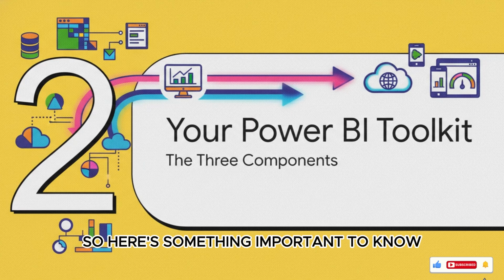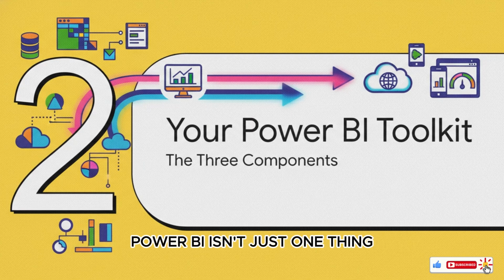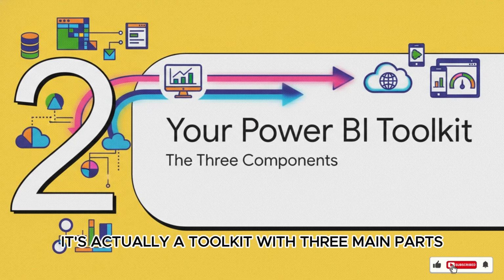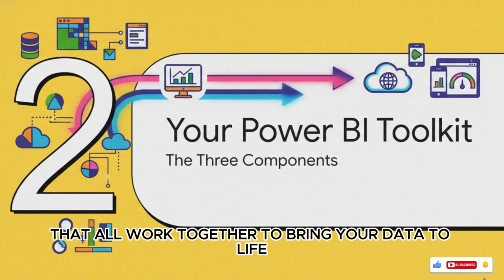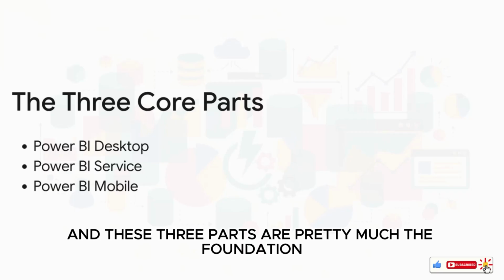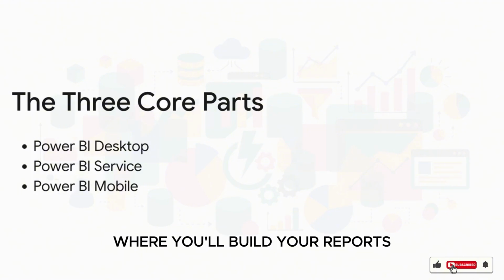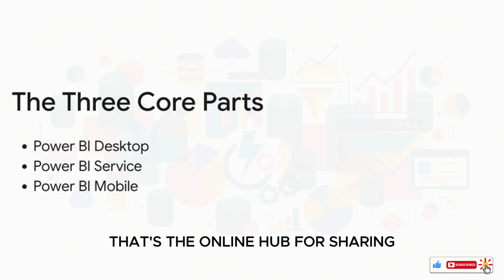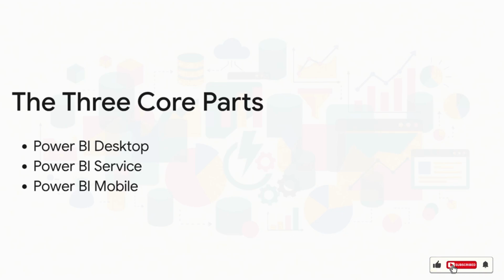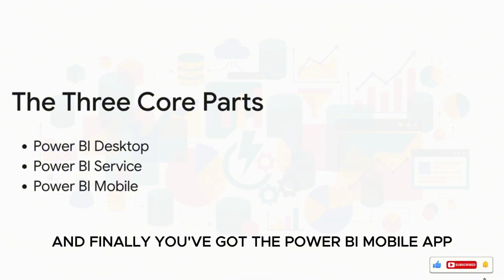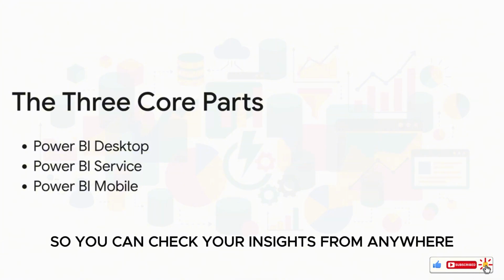So here's something important to know. Power BI isn't just one thing. It's actually a toolkit with three main parts that all work together to bring your data to life. And these three parts are pretty much the foundation of everything. First up, you've got Power BI Desktop. That's your main workshop where you'll build your reports. Then there's the Power BI Service. That's the online hub for sharing and working with your team. And finally, you've got the Power BI mobile app, so you can check your insights from anywhere.